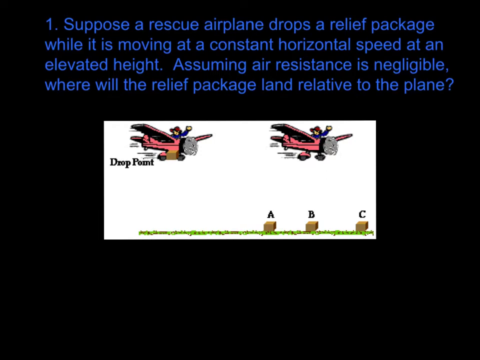If there's no air resistance, that means that as the projectile falls, the vertical movement is separate from the horizontal movement. So once the plane has let go of the package, the only force it has is gravity. So when you look at where the package is going to land, at A, at B, or at C, it turns out that the package lands at B, directly below the plane. This is because the horizontal motion and the vertical motion are separate from each other. So the horizontal motion of the plane doesn't affect the vertical motion of the package.